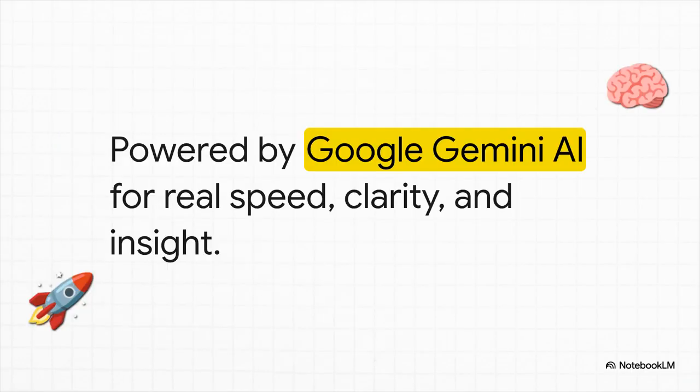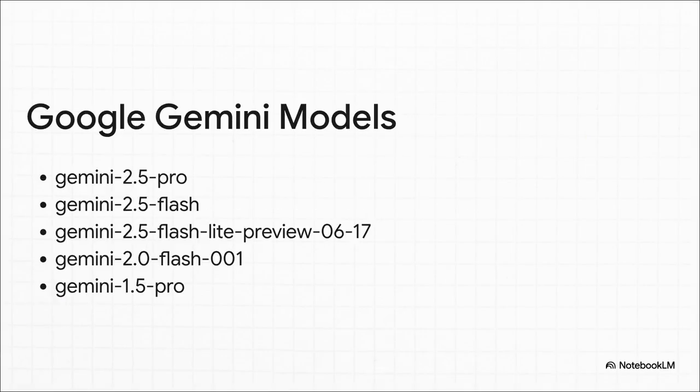But what's the magic behind it? This isn't just some basic template filler. It's actually powered by Google's Gemini AI. That's what gives it the horsepower to generate content that's actually smart, relevant, and well-written. And for those of you who are curious about the technical stuff, it's not just one AI model doing all the work. The tool actually uses a whole suite of Google's different AIs.